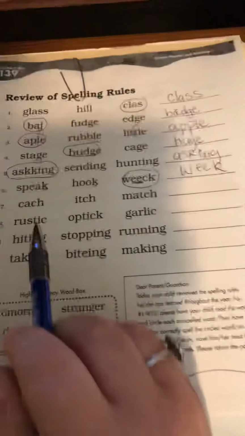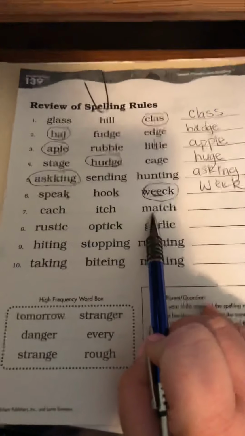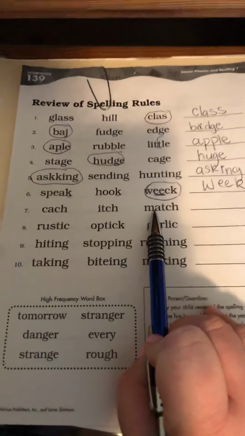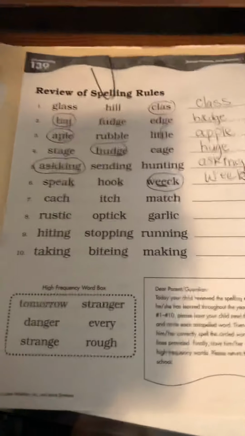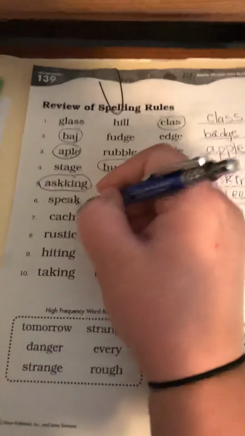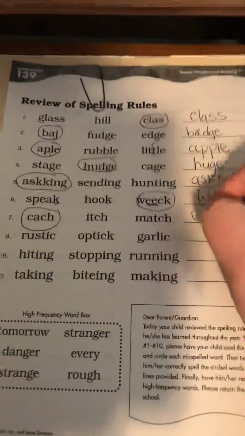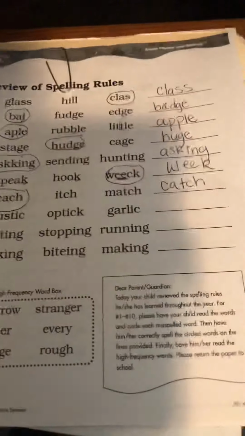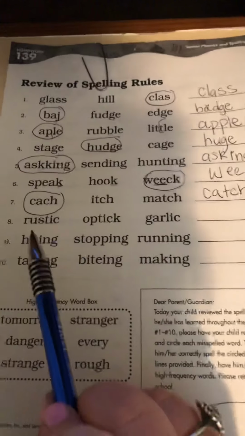Number 7. I've got the words catch, itch, match. This is supposed to be my TCH and CH spelling rule. Which word is spelled incorrectly? Yes, catch, because it needs to be TCH after a short vowel. So, catch. All right, let's do the next ones.